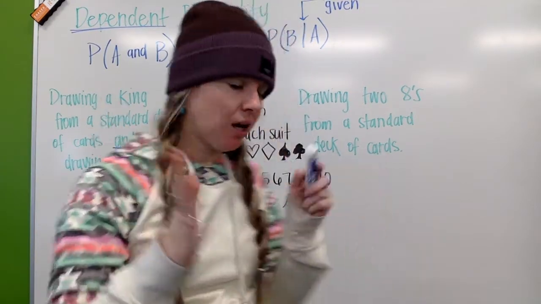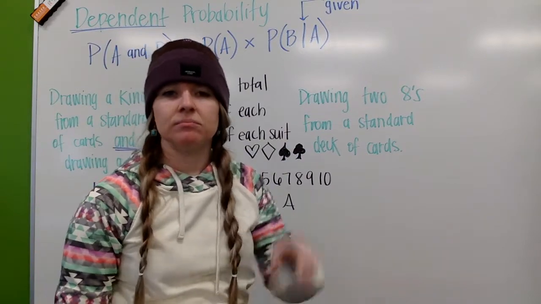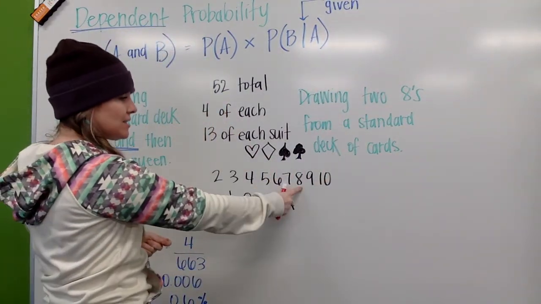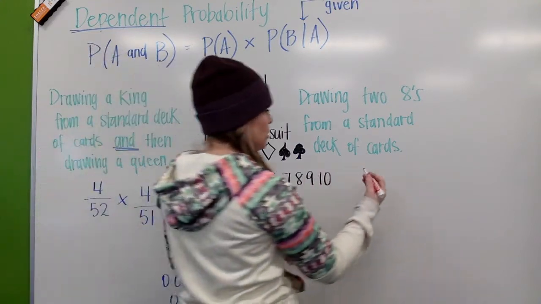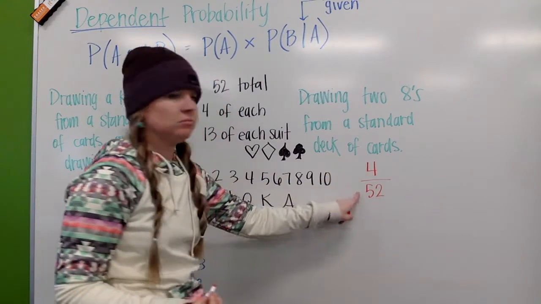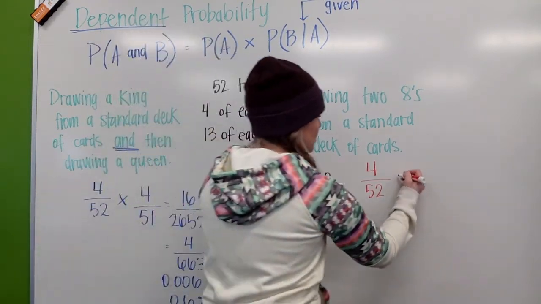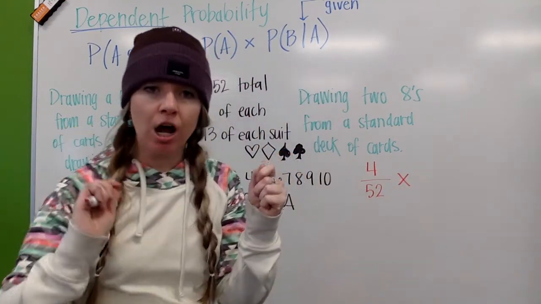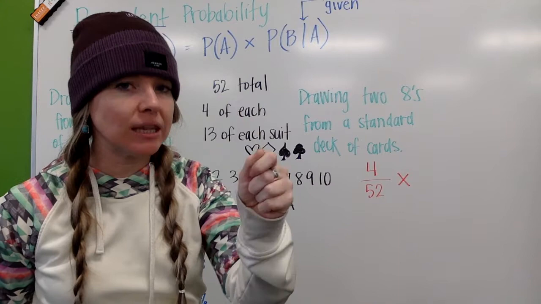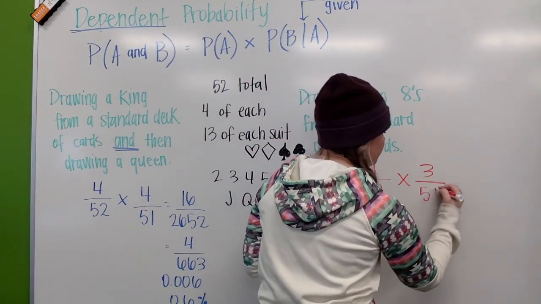Dependent. All right, one more here. Drawing 2 8s. So I draw an 8. There are 4 8s in the deck. So I'm going to draw one of them. So I am now holding an 8 in my hand, and I want to draw another 8. If I'm holding the 8, how many are left in the deck? There's 3, and only 51 cards.